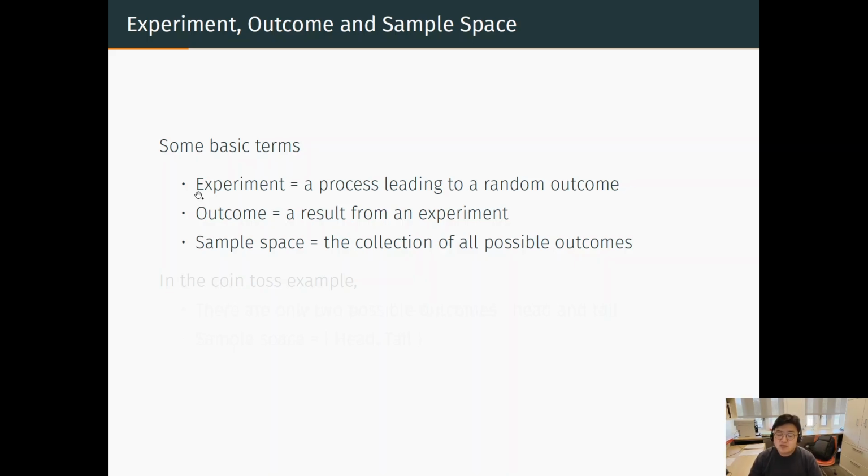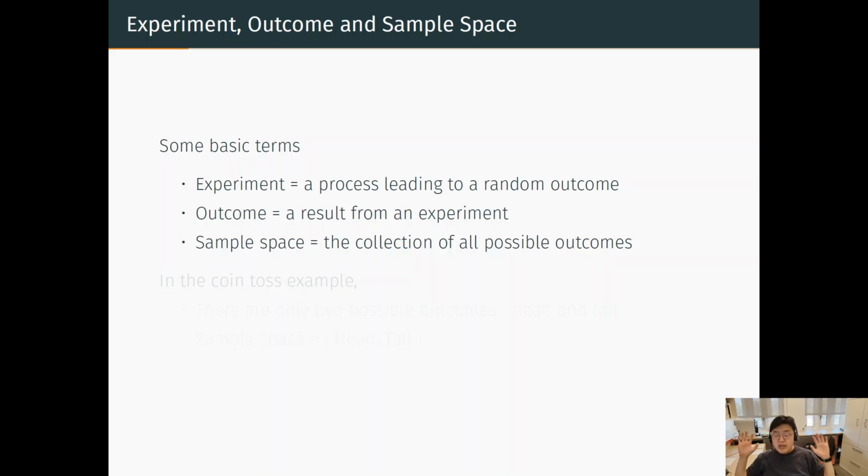Experiment is a process that generates a random outcome. That's pretty simple. And an outcome is a result from an experiment. So pretty obvious. And what's new is sample space. Sample space is the collection of all possible outcomes. So literally, we have to think about everything we can see.